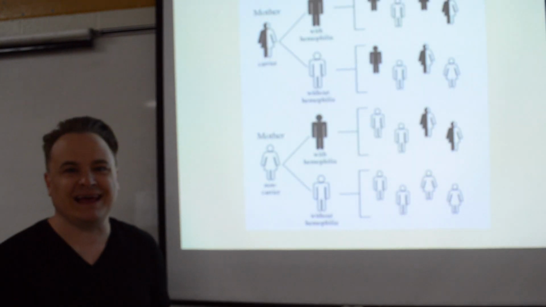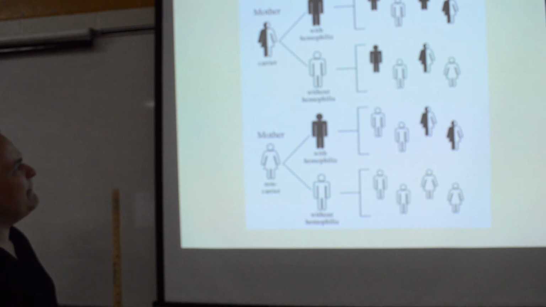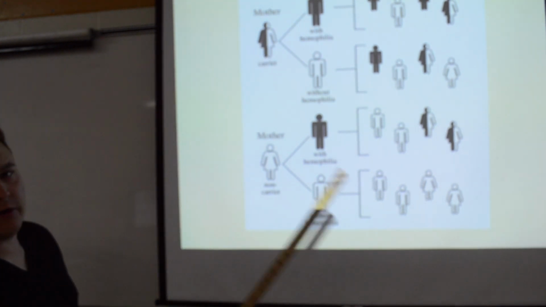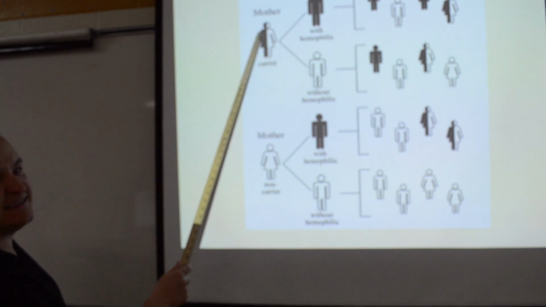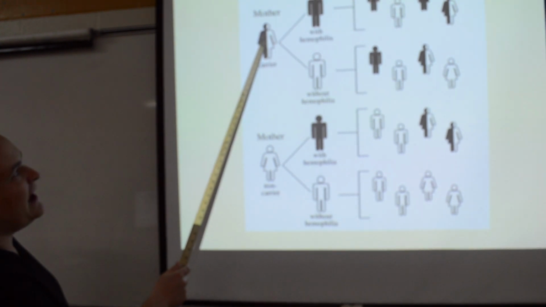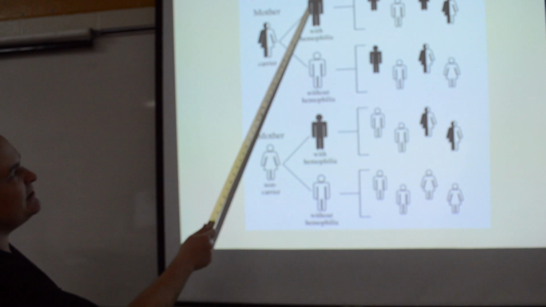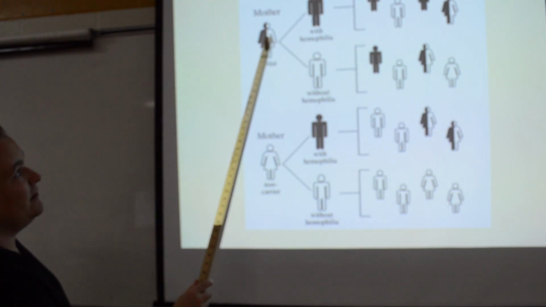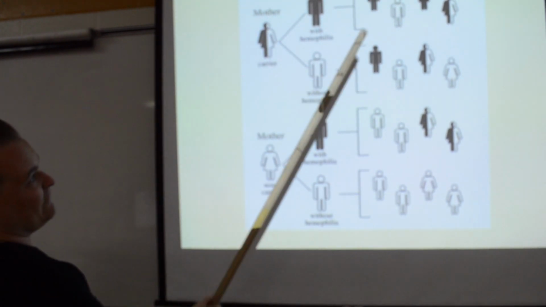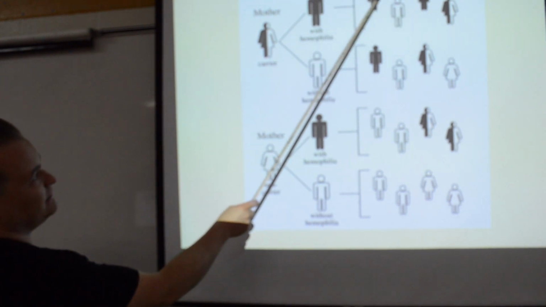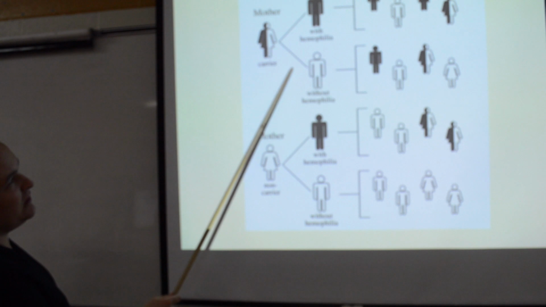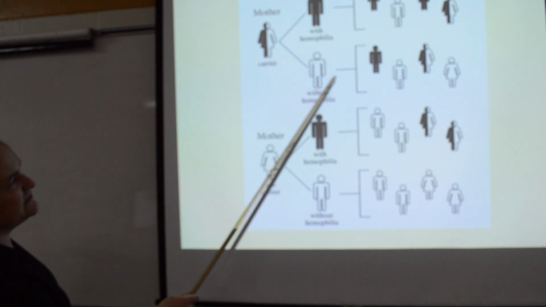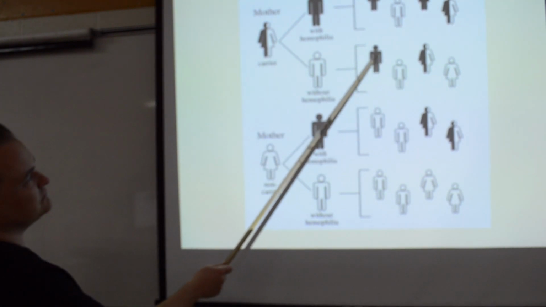All right, let's take a look. So, for example, if the mother is a carrier, so she's carrying one X that has a disease, well, if she marries a man with hemophilia, guess what? Every boy's going to get it. If she married a man without hemophilia, it would still show up in some of the boys.